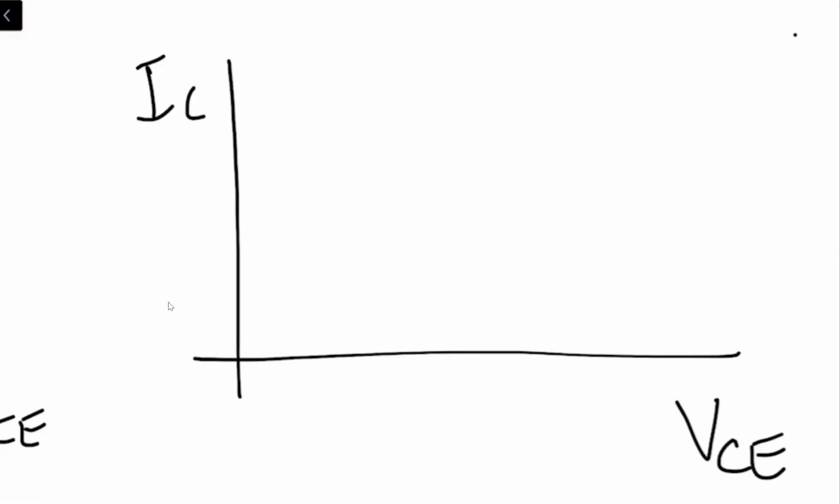Okay, so this is basically a common emitter configuration circuit, so the output characteristic curve will be between the output current and the output voltage. The output current in a common emitter configuration circuit is IC and the output voltage is VCE. So the characteristic curve is between IC versus VCE, right?